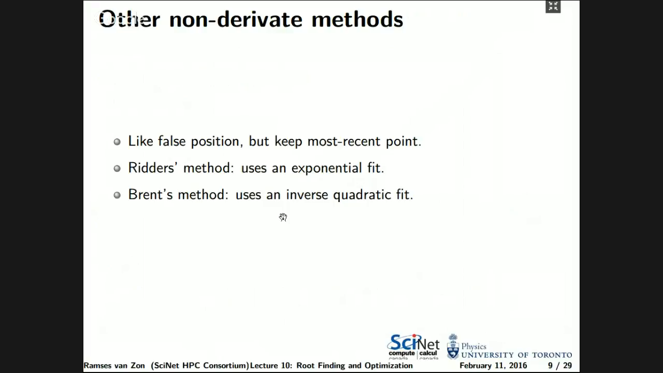There are ways to use, rather than a linear fit, an exponential fit. There's ways to use even higher fits. Inverse quadratic fit is what Brent's method uses. So different fits use the information you already have from evaluating these functions to make an approximation of the function and get a better estimate for where your root is without doing more work. That's why you don't get there faster, but you do evaluate less. You get there faster with fewer evaluations of the function.